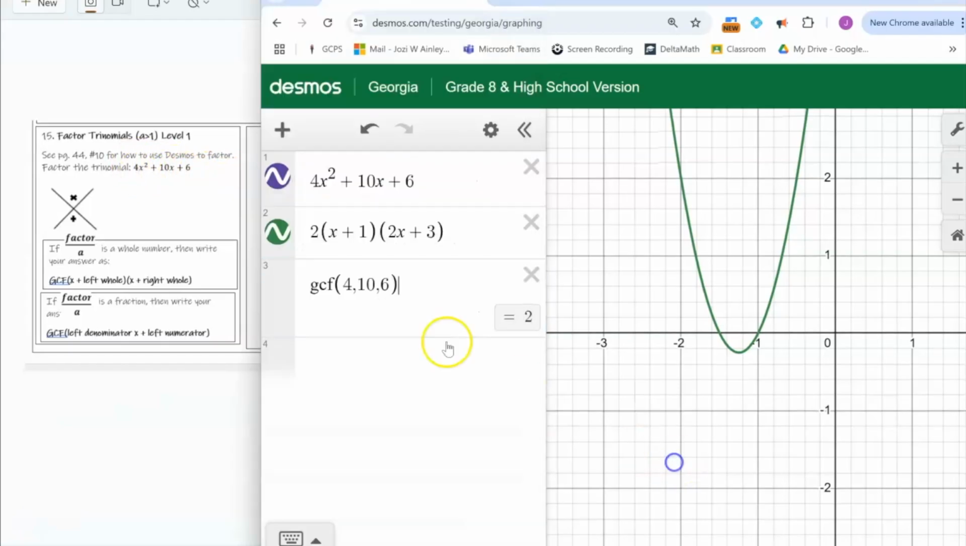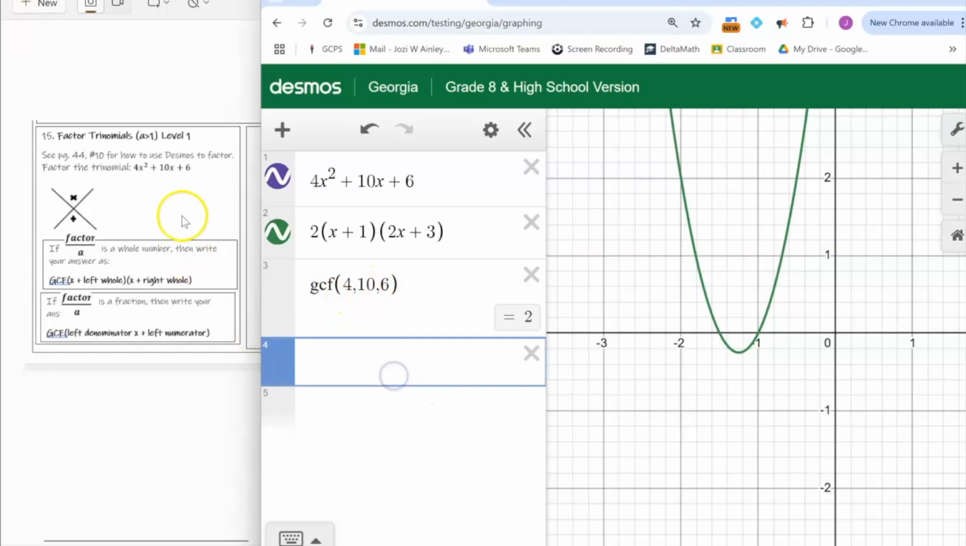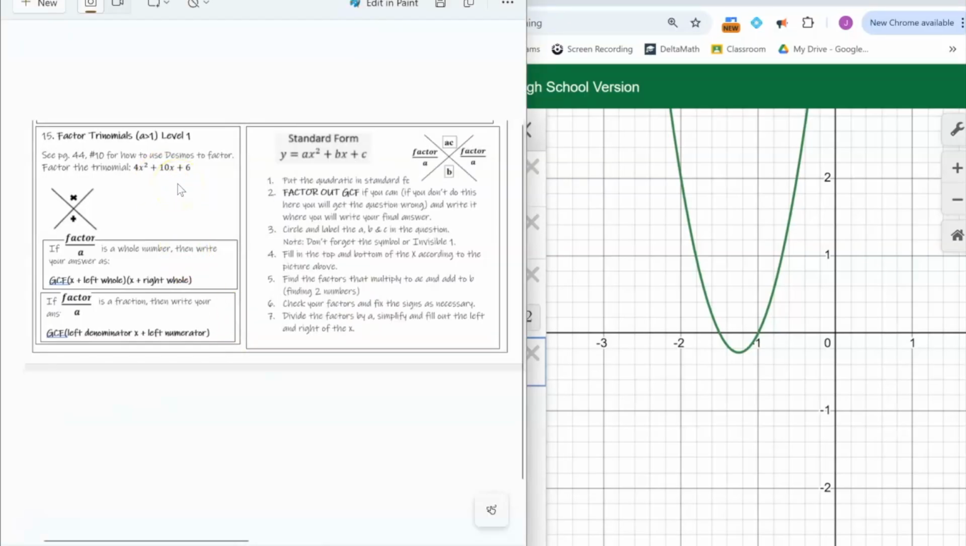All right, factor out the GCF. So we're going to factor out the GCF. We did that. You just type in GCF. It's 2. All right, so the GCF of that is 2. And then it says, if you don't do this here, you'll get the question wrong, and write it where you will write your final answer. So we're going to go ahead and write it. So my answer is going to be 2. And I have 2 answer places right here. I'll just put it right here. Okay, so just write it where you put in the answer.